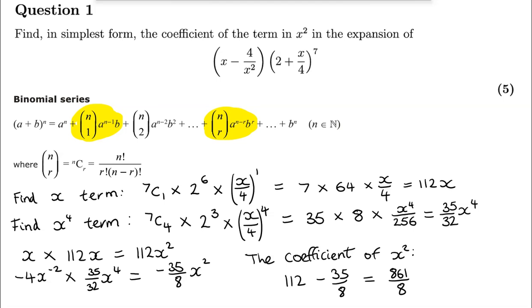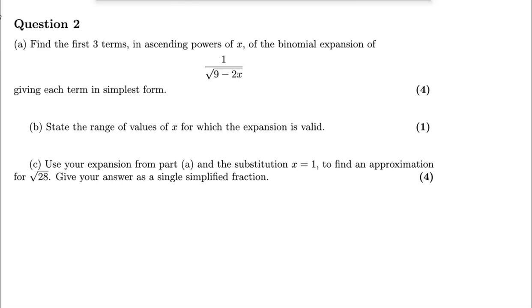Just put that 861 over 8. Okay, in the second question we've got here, we're going to find the first three terms in ascending powers of x of the binomial expansion of 1 over the square root of 9 minus 2x, giving each term in the simplest form. Now, with this one, we can't use the version of the binomial expansion that we used for the first question because our power of the bracket is no longer going to be a positive integer.